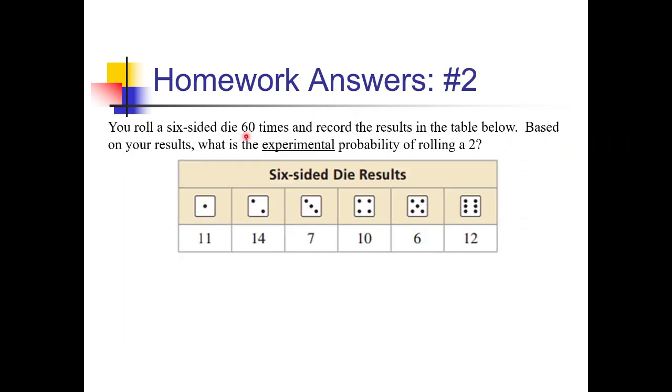For this problem, we roll a 6-sided die 60 times and record the results down here. We want the experimental probability of rolling a 2. Well, there's 60 total trials, and out of all of those, we rolled a 2, it looks like 14 times. So we just have to reduce that. We can reduce this at least by 2's. That would be 7 over 30.